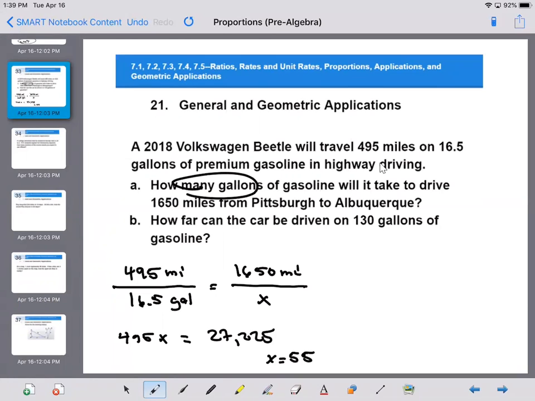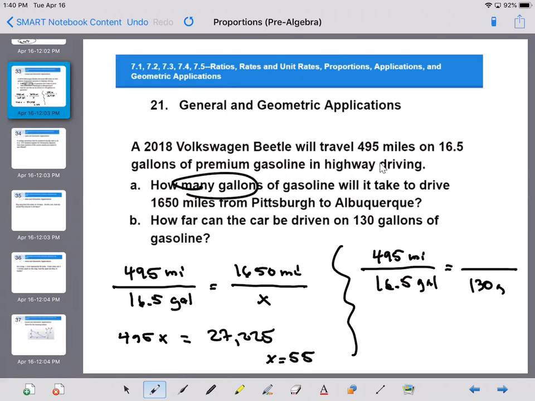And so on part B, if we know that there's 495 miles on 16 and a half gallons, then how far could you go on 130 gallons? So now you're just figuring out, well, that would be 495 multiplied by 130, and you're going to get 64,350 is equal to 16 and a half multiplied by X. So divide 64,350 by 16.5, and you're going to get 3,900 miles.